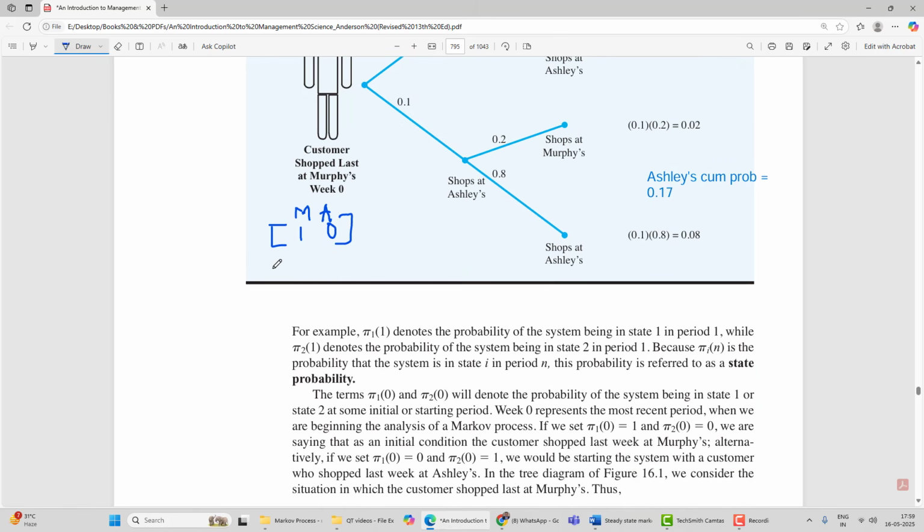So in the exam, suppose they have given you that currently we are maybe after 4 weeks or whatever weeks, there are 1000 customers for Murphy, and right now there are 200 customers for Ashley. In that case this matrix will become Murphy 1000 and Ashley 200. So just remember that. Whatever starting point they have given, you can convert it into a matrix and use it for your matrix multiplication.